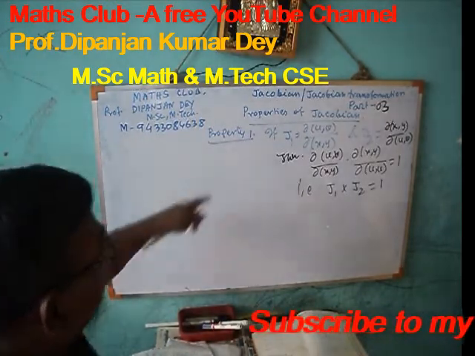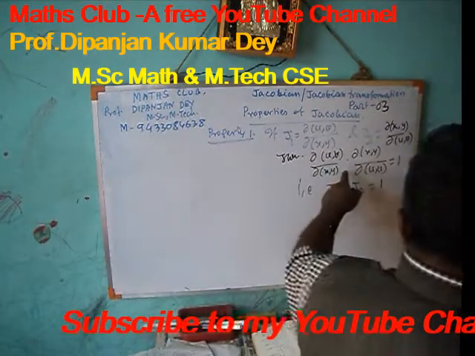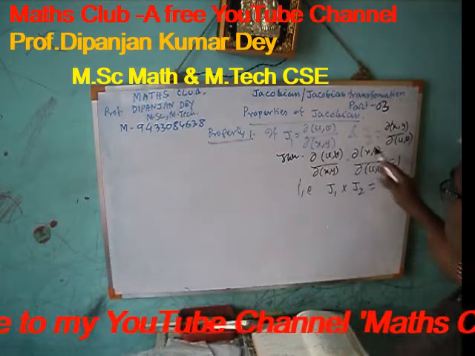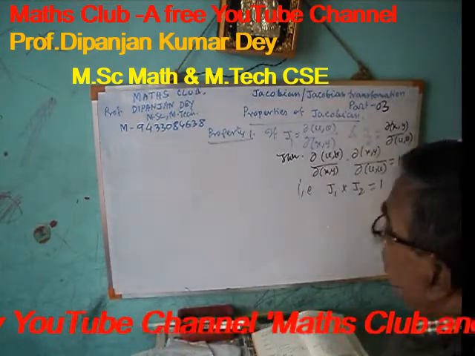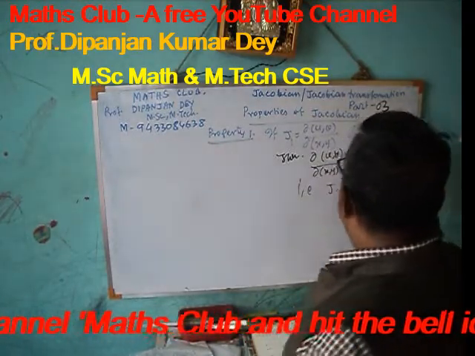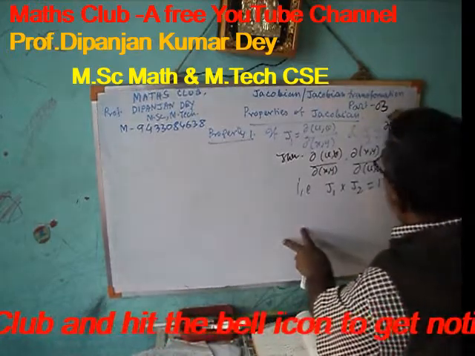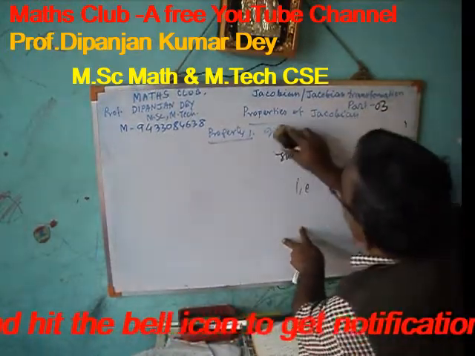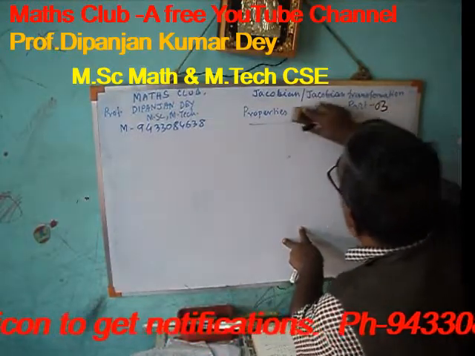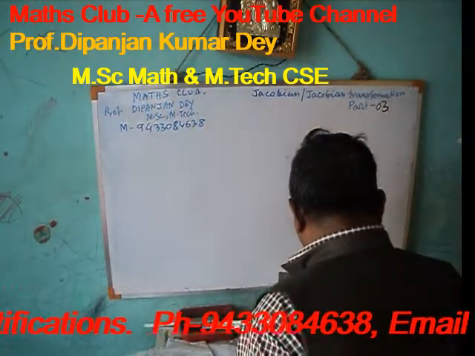So now you just write this property: del UV by del XY into del XY by del UV is equal to 1. So this is the first property. Now I am taking a sum from a university question paper. Using this property, I am doing sum number 1. So now the first sum I am taking here.